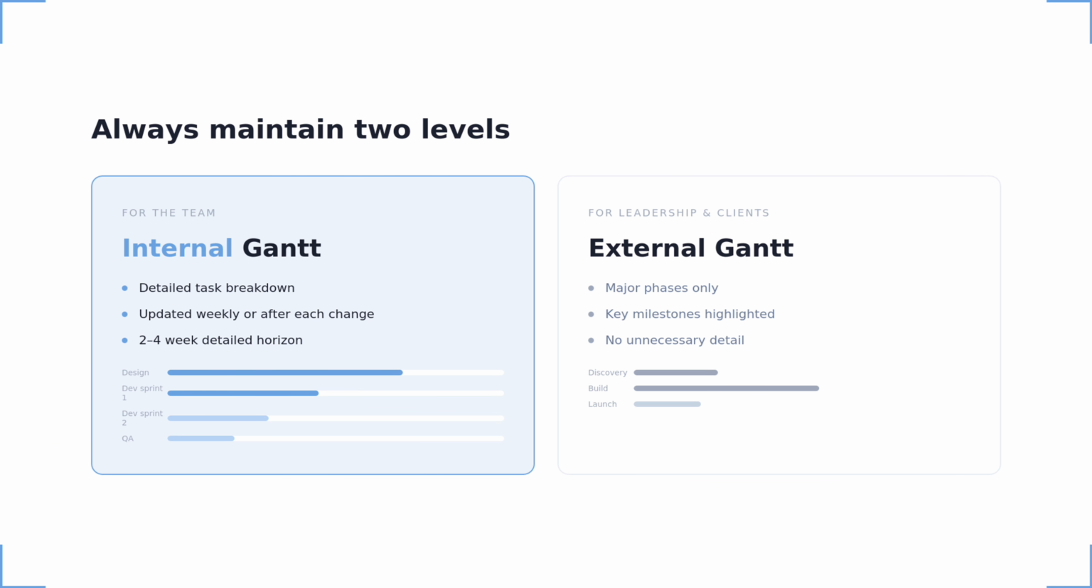And one last thing. Always maintain 2 levels: an internal Gantt for the team, detailed, live, updated constantly, and an external Gantt for leadership and clients, major phases, key milestones, no unnecessary detail. These are different audiences, and they need different levels of information.